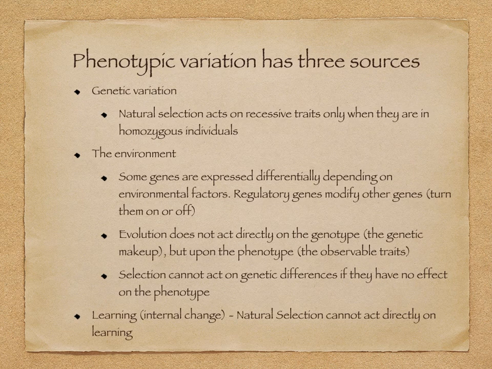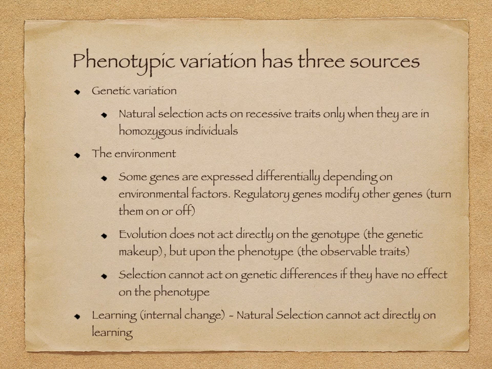Phenotypic variation has three sources: genetic variation, the environment, and learning. Only two of these matter at all, right? Learning is internal change, and natural selection cannot act directly on learning. However, it can act on the probability of being able to learn. Individuals who learn faster might survive better, for example. Genetic variation is the most important thing.